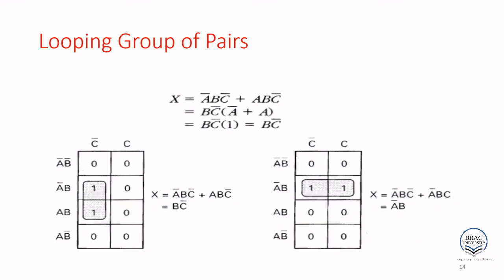So it becomes A prime B C prime plus A B C prime. If you simplify it, it becomes B C prime. Just something like that. Same as it is, it becomes A prime B C prime plus A prime B C. Simplify, A prime B. You can put it this way or this way, either one is the same.